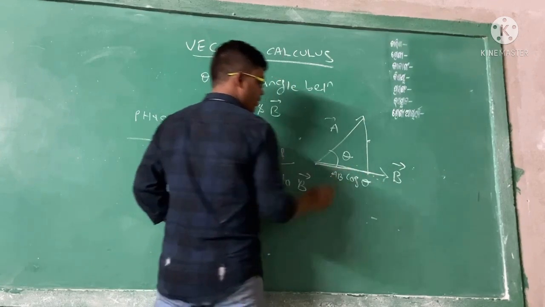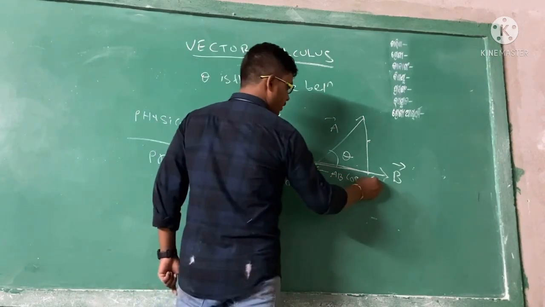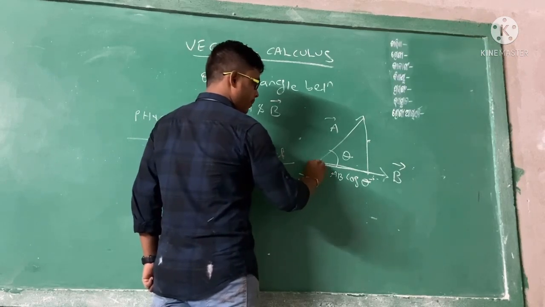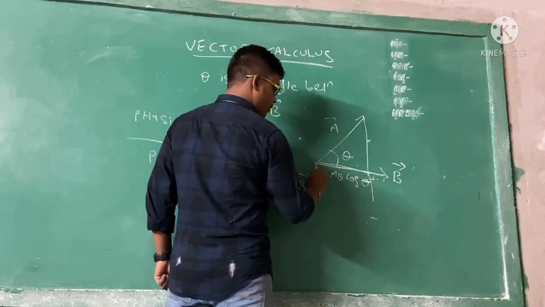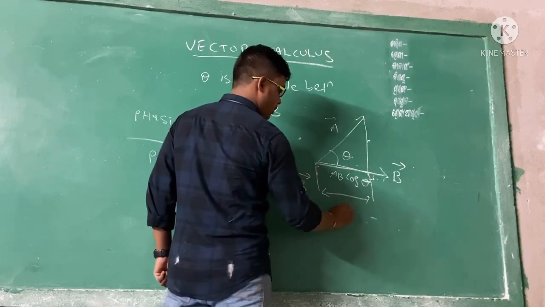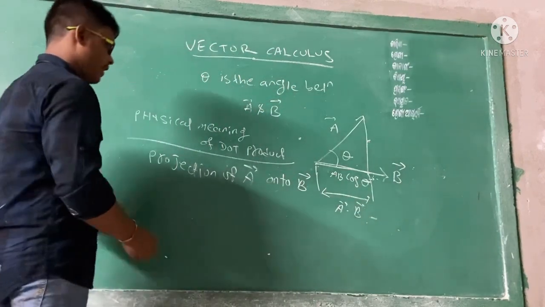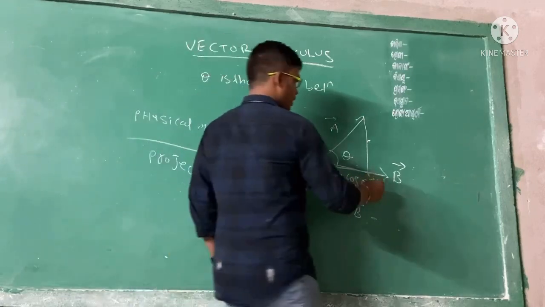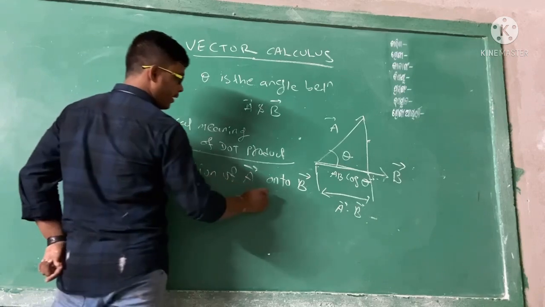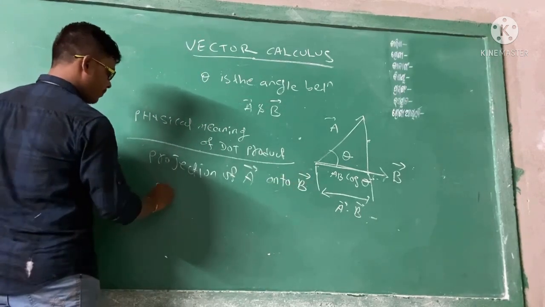You draw a perpendicular from a to b, perpendicular. So this quantity is a cos theta. That is not from origin to b, that is a, you draw a perpendicular onto b line. So this quantity is called a cos theta. So this is the scalar projection actually, because the dot product is a scalar. Remember, dot product is a scalar. We'll write it after ending. So this is the projection.